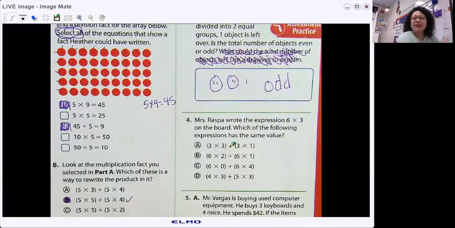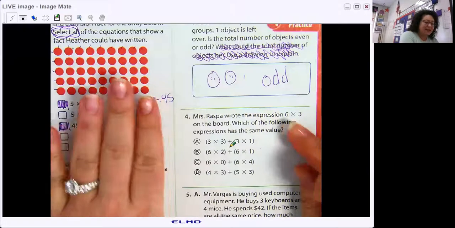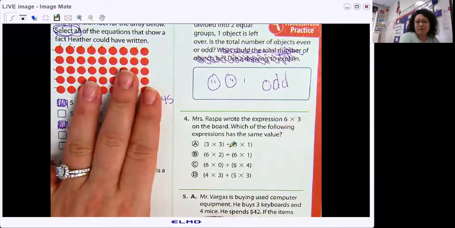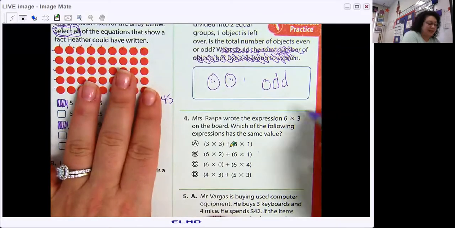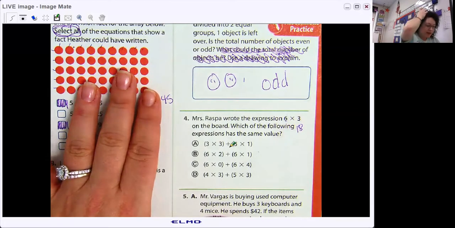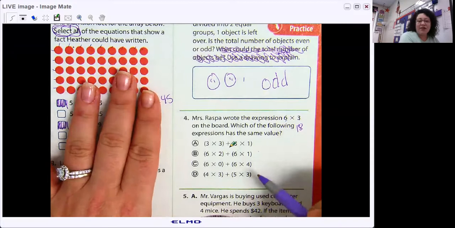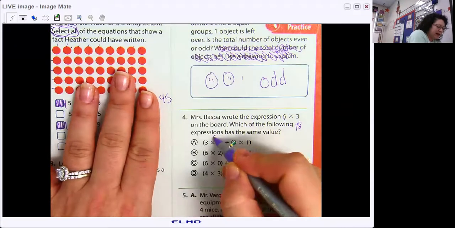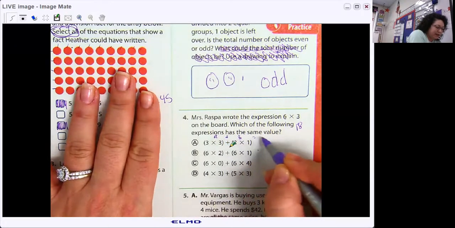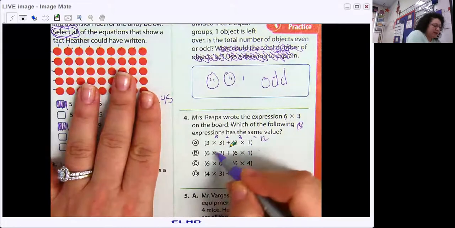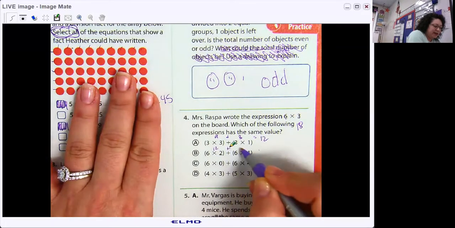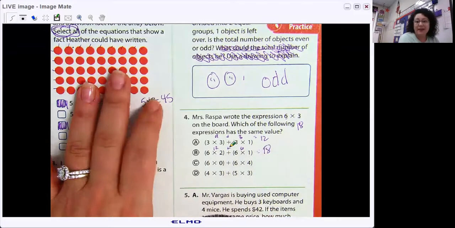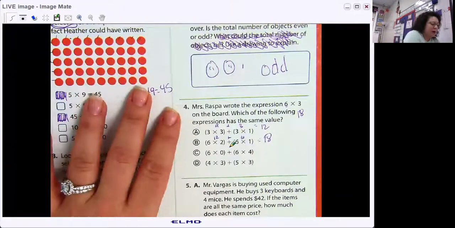Mrs. Rospa wrote the expression 6 times 3 on the board. Which of the following expressions has the same value? Well, first I need to know what 6 times 3 is, which is 18. Anything times 3 is a double, plus it again. 12 plus 6 is 18. So then I need to solve these. 3 times 3 is 9 plus 3 equals, so that's a no. 6 times 2 is 12 plus 6 equals 18. Yep, but I'm going to go ahead and do them all.